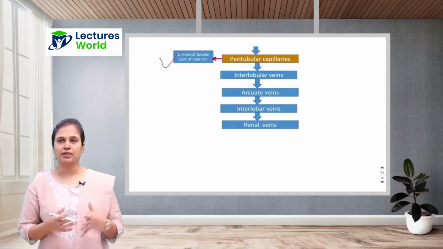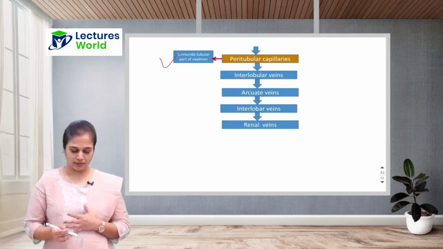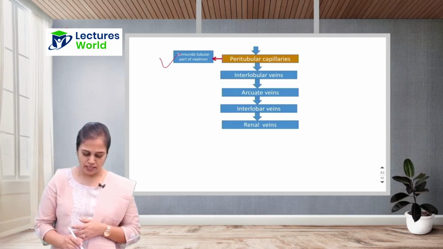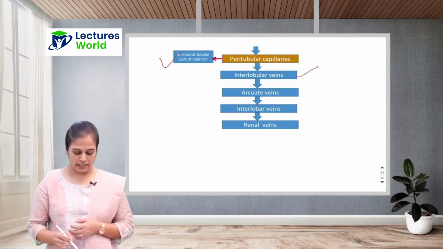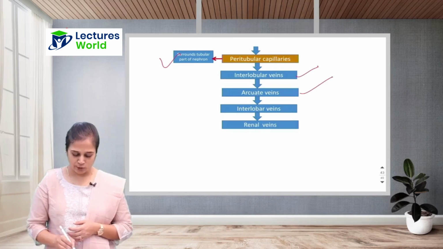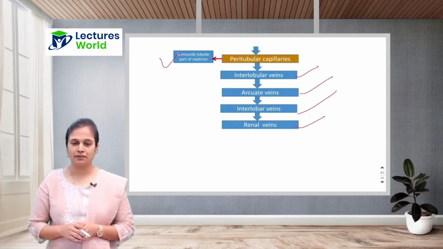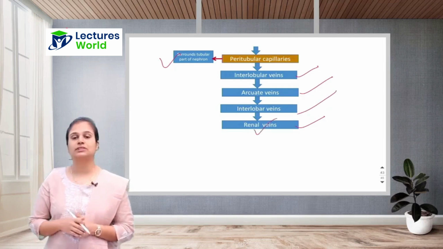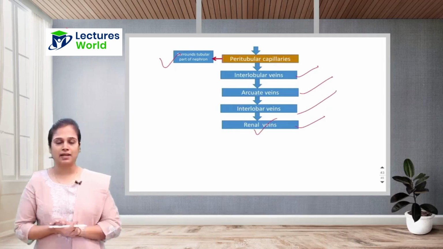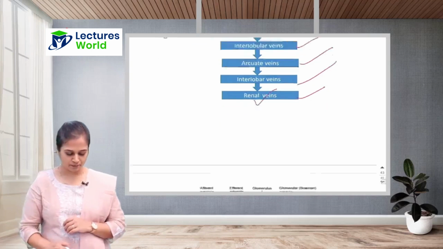And from the peritubular capillaries, it transmits to the interlobular veins, arcuate veins, interlobar veins, renal veins, and lastly, it drains into the inferior vena cava. So this is about the blood supply of the kidney.